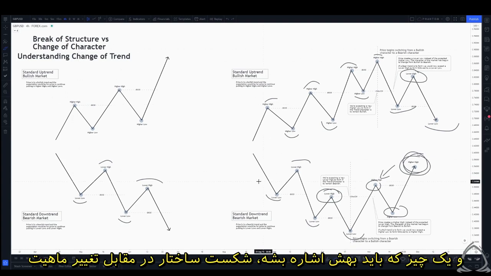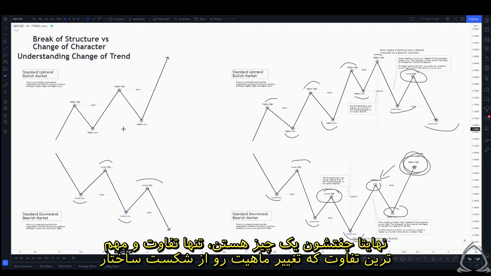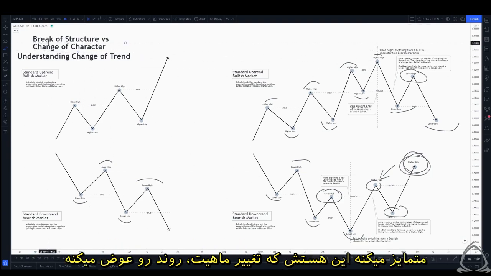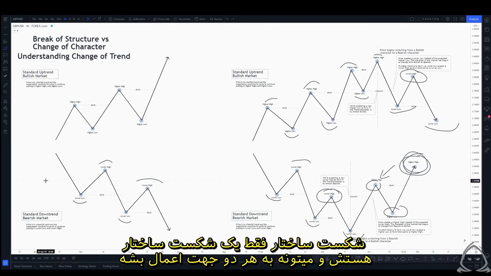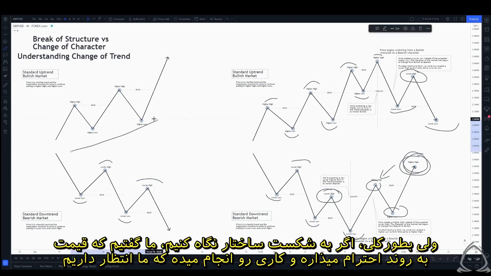And one thing to finally just mention is break of structure versus change of character. At the end of the day, they are one and the same. The only difference, and the underlying difference that makes a change of character different from a break of structure, is that the change of character changes the trend. The break of structure is just simply a break of structure and can apply both ways. But generally speaking, if we're looking at break of structure, we have said that price is respecting the trend and it's doing what we expect.